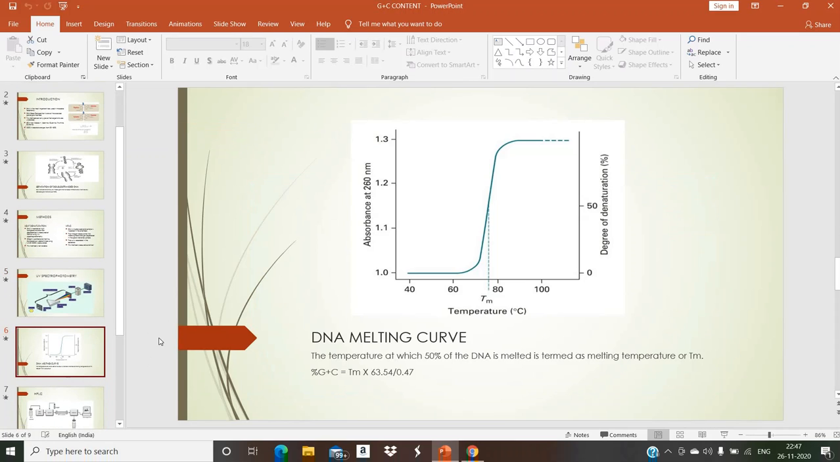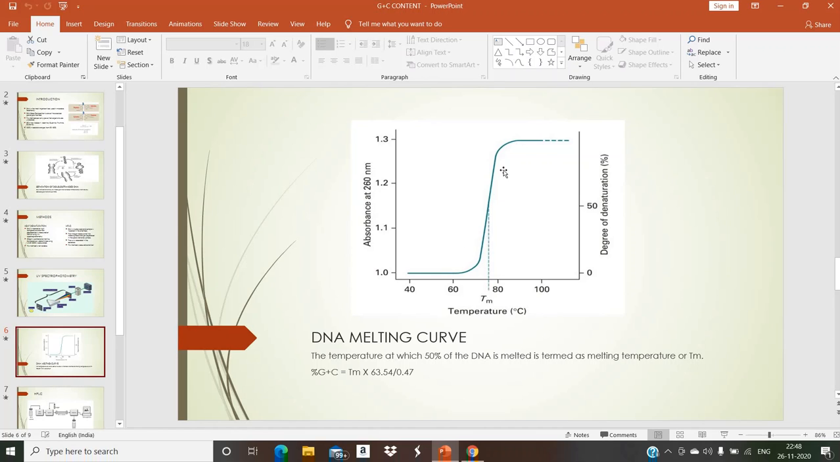The next step is to plot a graph. In this graph, on the x-axis there is temperature in degrees Celsius, and on the y-axis there is absorbance at 260 nanometers. A DNA solution when heated will indicate a little denaturation, approximately below 70 degrees Celsius, but further increase in temperature results in a marked increase in the extent of denaturation. Eventually, a temperature is reached at which the DNA sample is totally denatured. The temperature at which the DNA sample is 50% melted is termed the melting temperature, or Tm.